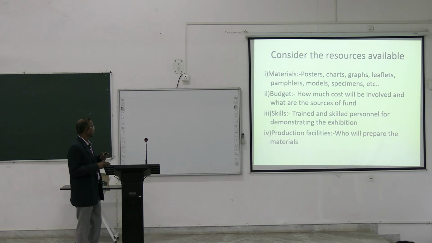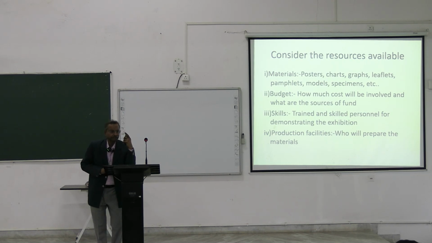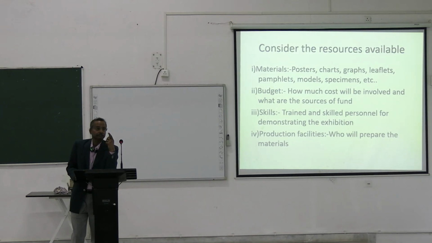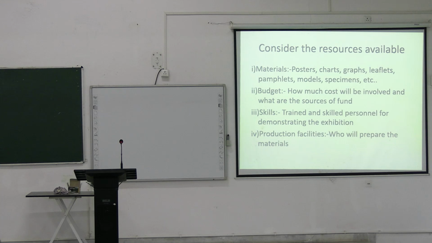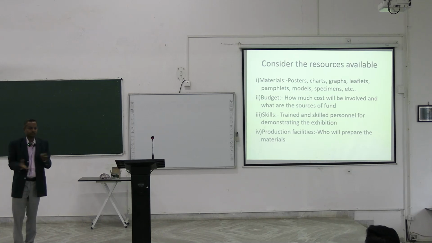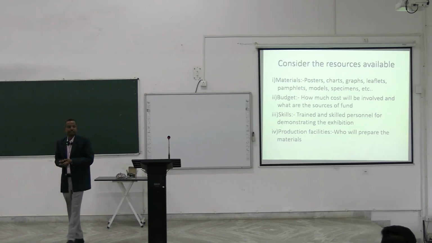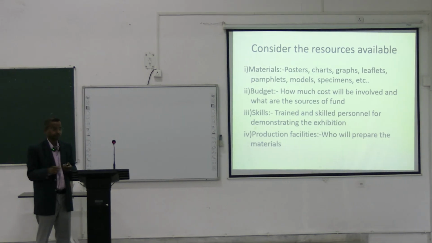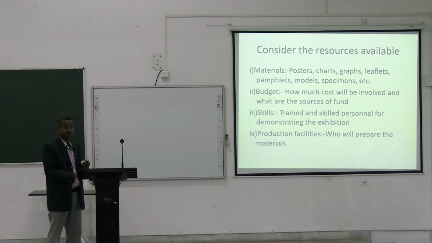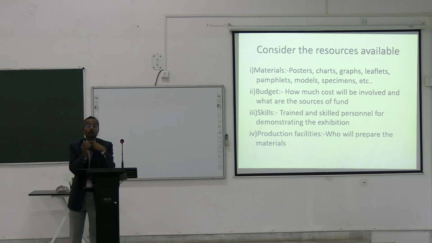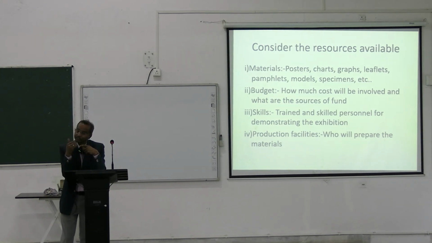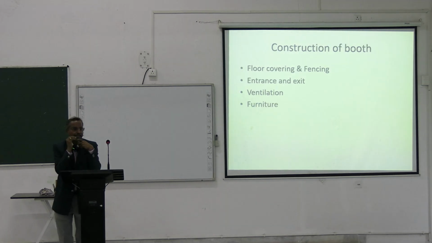Next, skills, trained and skilled personnel for demonstrating the exhibitions. It depends upon the area of the exhibitions. Say for example, demonstrators, 5 feet or 10 feet for one demonstrator, like this. So, how many demonstrators will be used, how many skillful persons will be used, it depends upon the area of the exhibitions. Next, production facilities, that means who will prepare these materials or from where we can procure the materials. Either you have to prepare them yourselves, or you have to hire them, or you have to purchase them, or you have to procure them. Planning part is over.